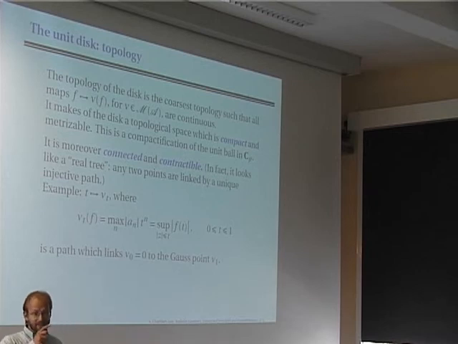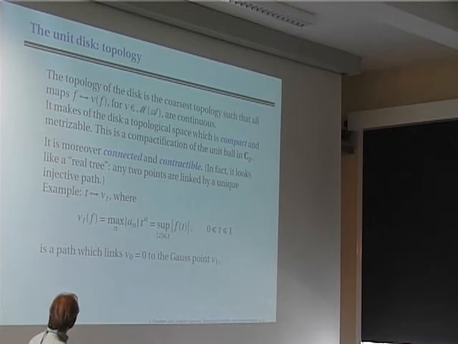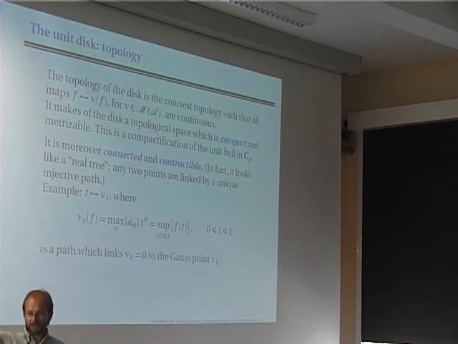And the map which assigns nu t to t is continuous because this function, the max of a_n t^n, is continuous. So in that way you see that I have drawn a path from the point 0, when t equals 0, you get exactly the classical point 0, to the Gauss point when t equals 1. So this shows you one path.